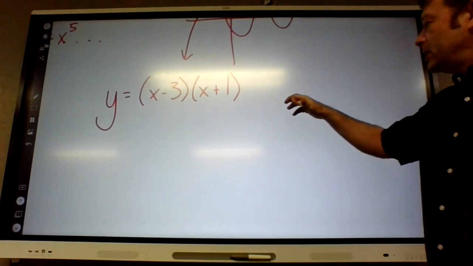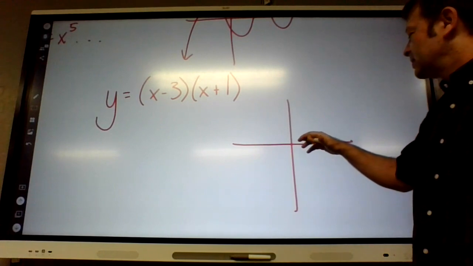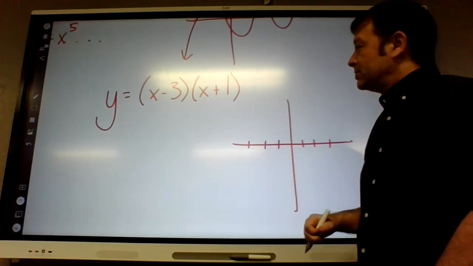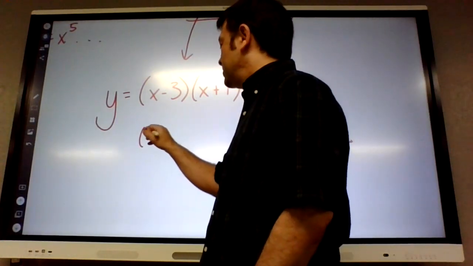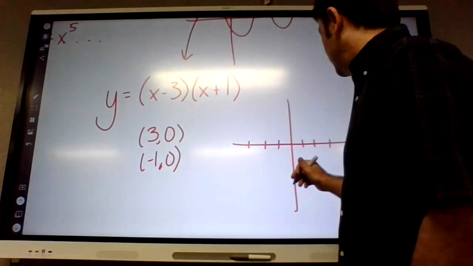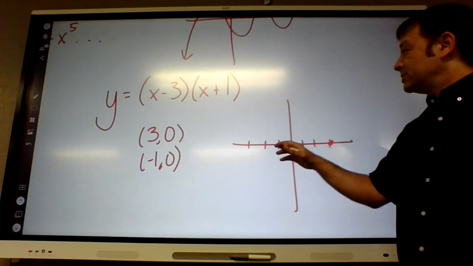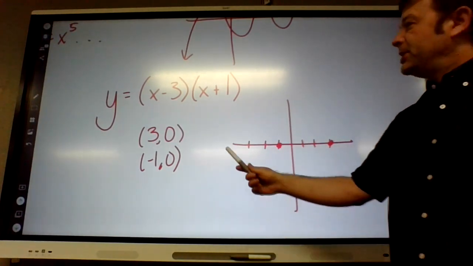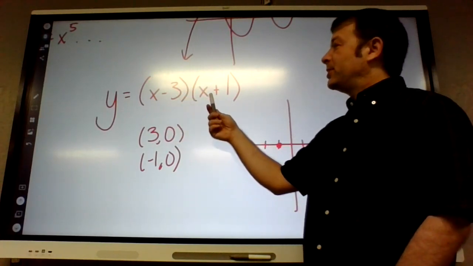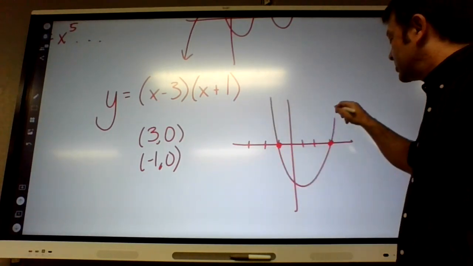Never. Okay, what would the zeros of this function be? 3, -1. That's the values that make the function equal to 0. So when x is 3, the function value is 0. When x is -1, function value is 0. Those are also the x-intercepts, (3, 0) and (-1, 0). So what shape will this take? Parabola. Right. If we foiled it, it'd just be an x squared something, so it's quadratic, it's a parabola. So it'd be something like this.